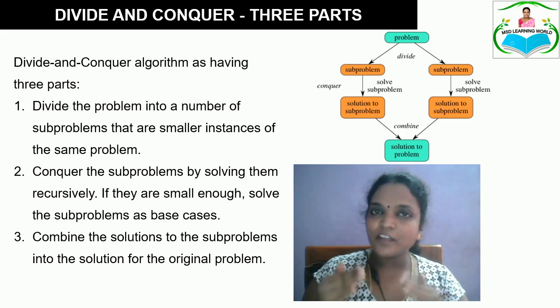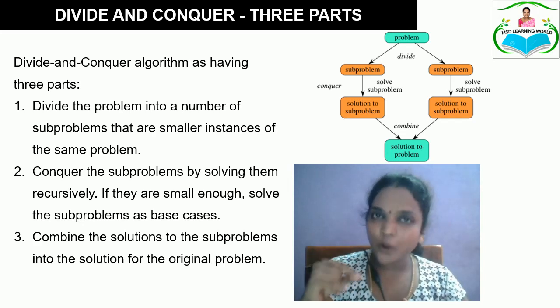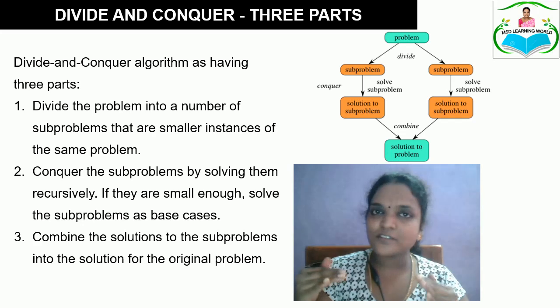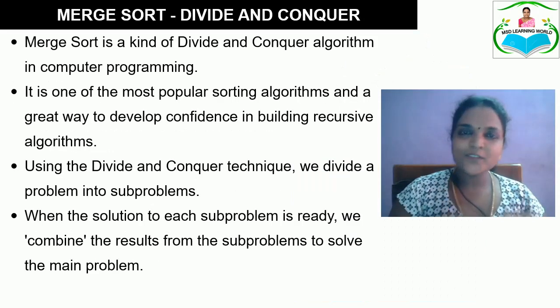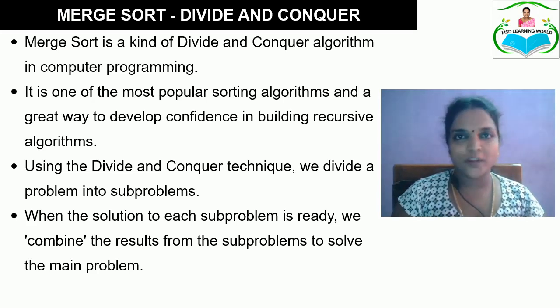So here the divide and conquer approach is performing the division operation recursively. In the conquer step, and in the combine process, all the solutions are combined to form the desired outcome. So these are the steps of the divide and conquer approach. Merge sort is one of the popular sorting algorithms that uses divide and conquer.